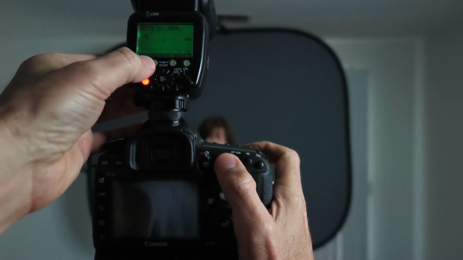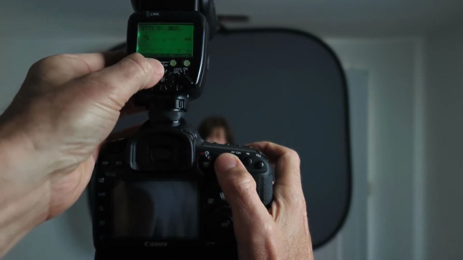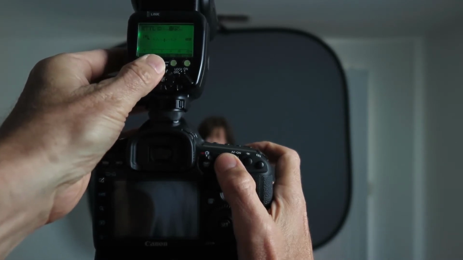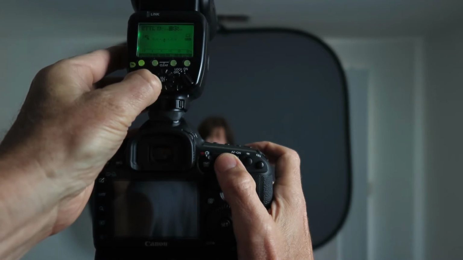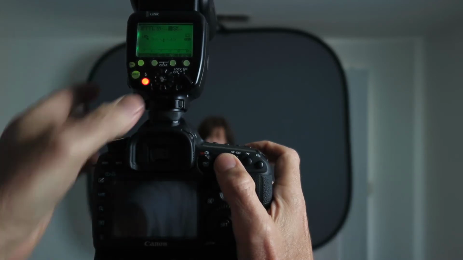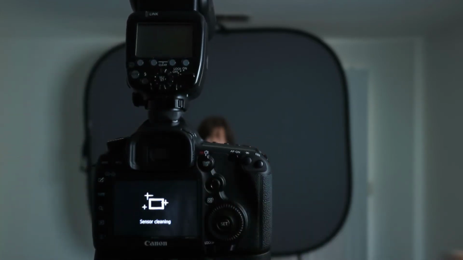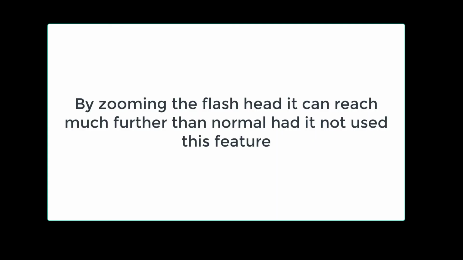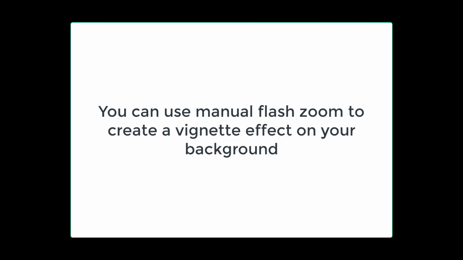The function of this zooming effect allows me to zoom further out, but at the expense of a narrower beam of light. By zooming the flash head, it can reach further than normal had it not used this feature. You can use manual flash zoom to create a vignette effect on your background.